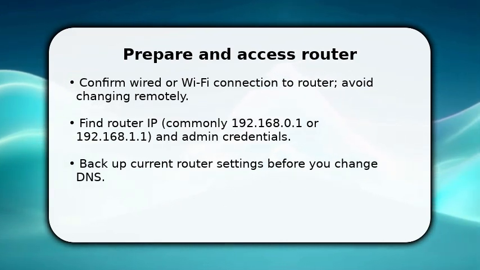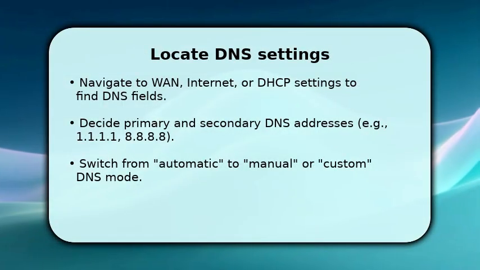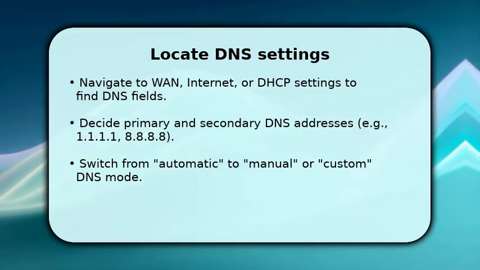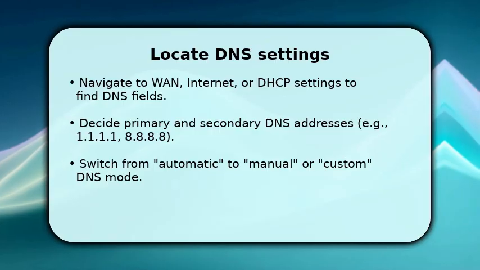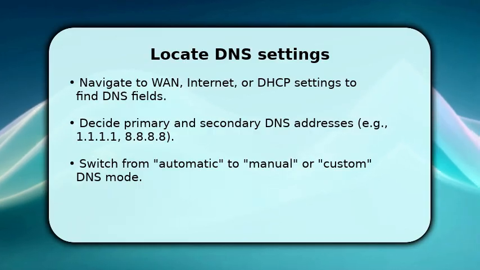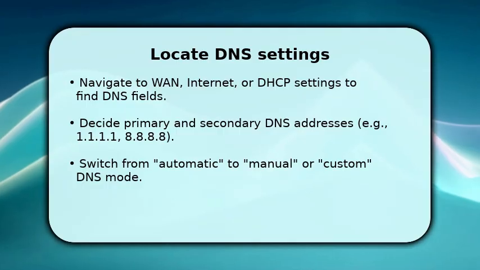Once in Advanced Settings, open the WAN or Internet configuration. Many routers place DNS there or under LAN/DHCP. You want to switch DNS from automatic to manual so the router advertises your chosen servers to clients. Enter your primary DNS first and a secondary for redundancy. For example, type 1.1.1.1 then 8.8.8.8.